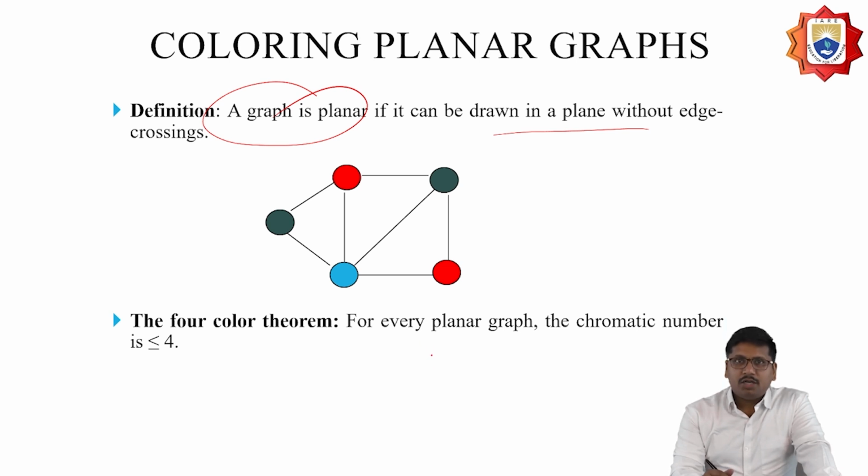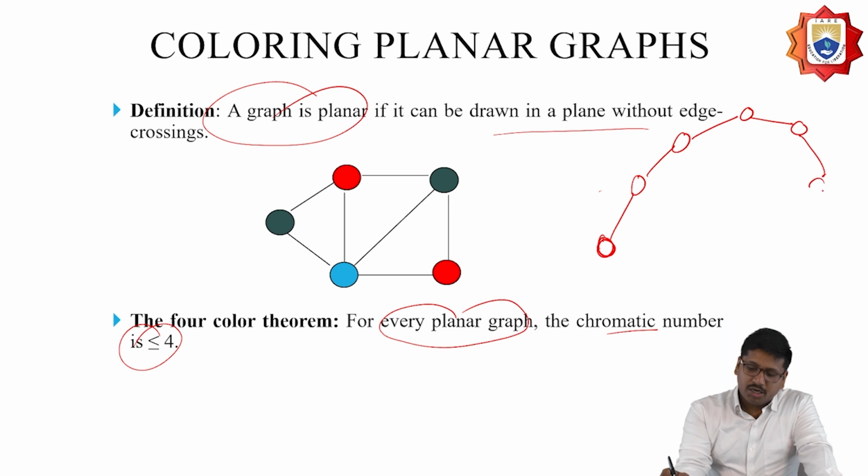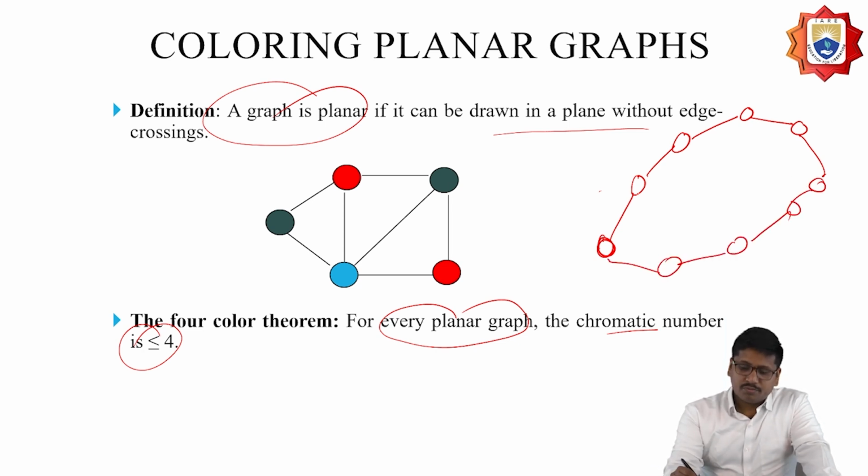According to the four color theorem, for every planar graph the chromatic number should be less than or equal to 4. So whatever graph we take, that should be a planar one, and then the chromatic number should be at most 4. Whatever the graph is, it may be small, it may be big, the chromatic number of the graph should be at most 4. Drawing without edge crossing needs to be done.